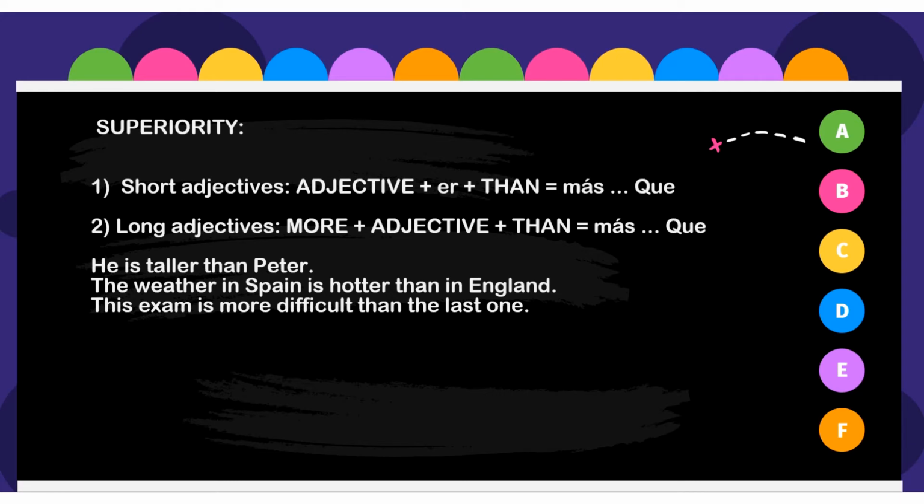This exam is more difficult than the last one. In this case, you have to write more because you have a long adjective and you don't need to add er to the adjective. Only more before the adjective and then the word than. In this case, this exam is more difficult than the last one. My sister is more intelligent than him. Again, intelligent is a long adjective. That's why you have to write more.